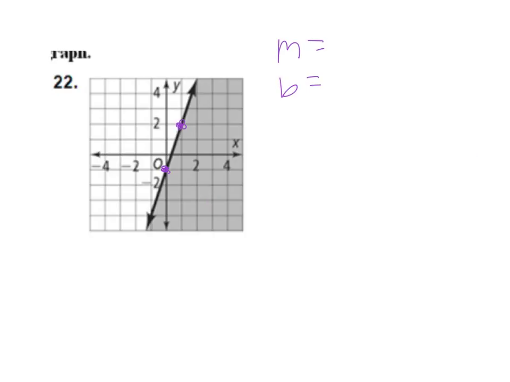Each box is worth 1 here, so my b is going to be at -1 because that's where it crosses my y-axis. And my slope has a rise of 1, 2, 3, a +3, and a run of 1. So 3 over 1, that's the same thing as 3. So it would be mx plus b, and in my equation it's shaded below the line, so y would be less than the equation, or equal to because the line is solid.